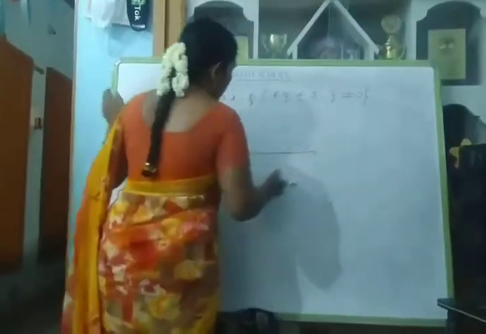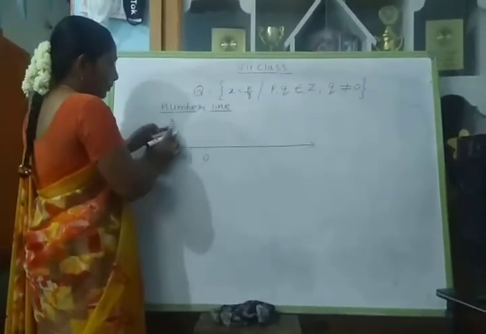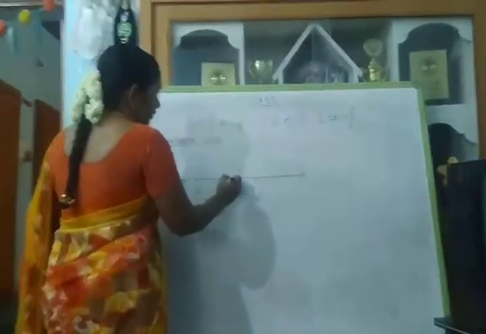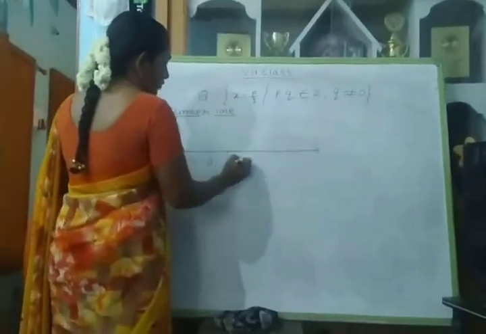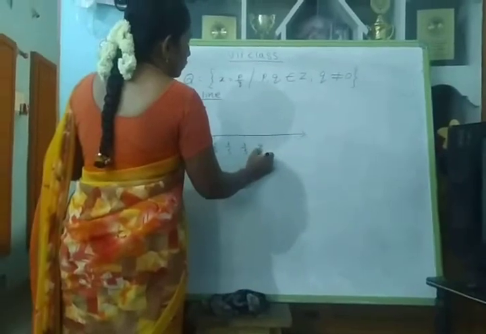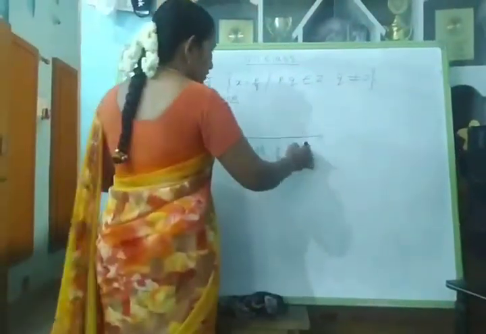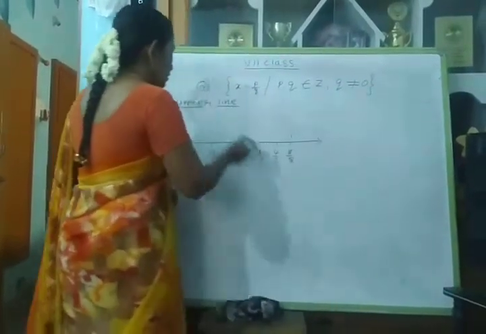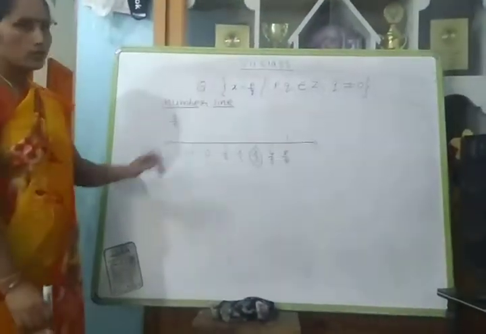See, first what you have to do? Start at 0. Here the denominator is 5, so that many parts you have to divide. 1, 2, 3, 4, 5. See here, 1 by 5, 2 by 5, 3 by 5, 4 by 5, 5 by 5. 5 by 5 is nothing but 1 only. 5 ones are 5, 5 ones are 5, what you will get? 1. So now 3 by 5. Like this you have to represent.